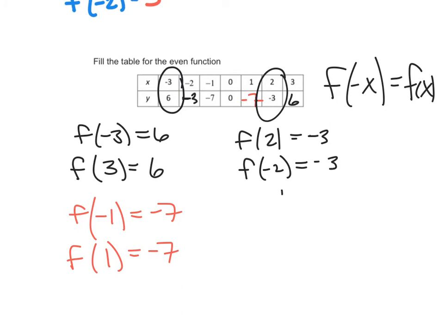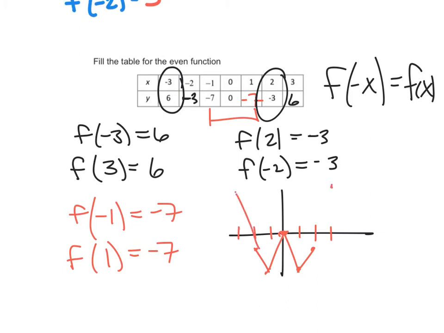Okay, and again, if you were to plot these points, so what do we have? 0, 0, at 1, negative 7. I better have symmetry, so at negative 1, it also better be negative 7. Okay, and again, that's that whole symmetry idea. Of course, when I plug in 2, I should get negative 3. So when I plug in negative 2, I should also get negative 3. And when I plug in 3, I should get a 6, and negative 3 is 6 as well, and there's our symmetry.